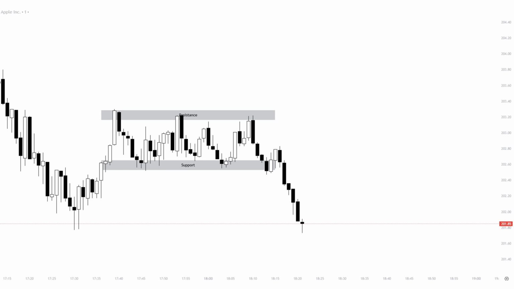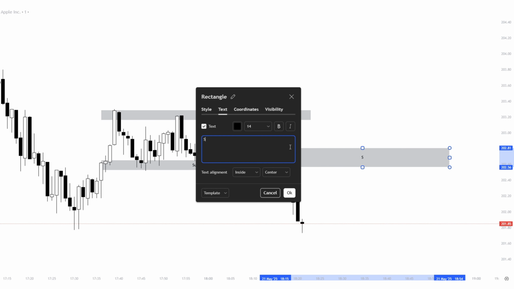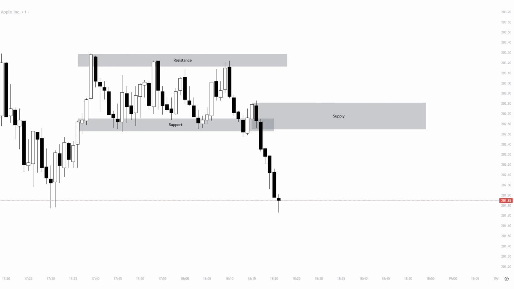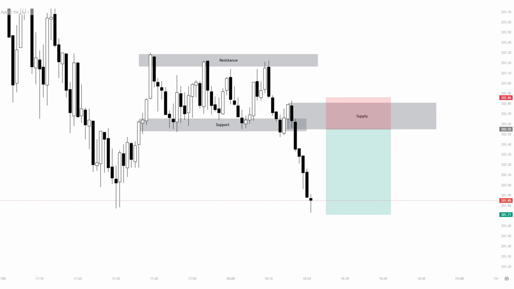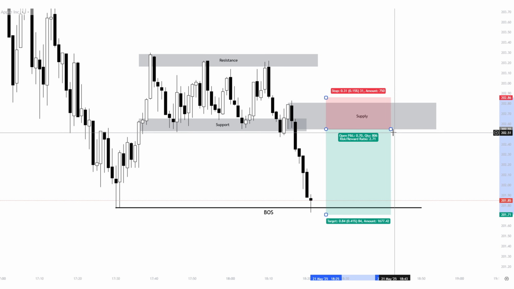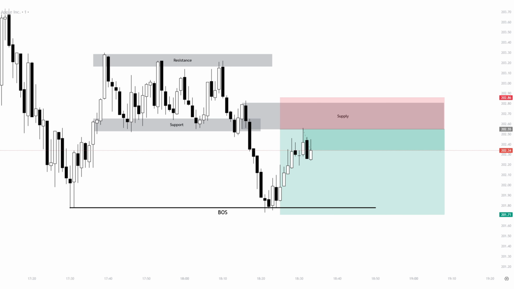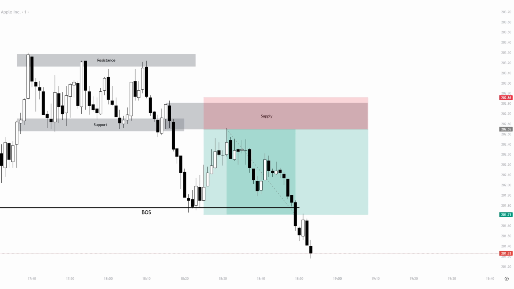Looks like it has broken down with the second scenario playing out. So we identify the supply zone, entry on the supply, stop loss above the supply, take profit below the lows, basically expecting a break of structure. The order filled, nice, beautiful rejection.